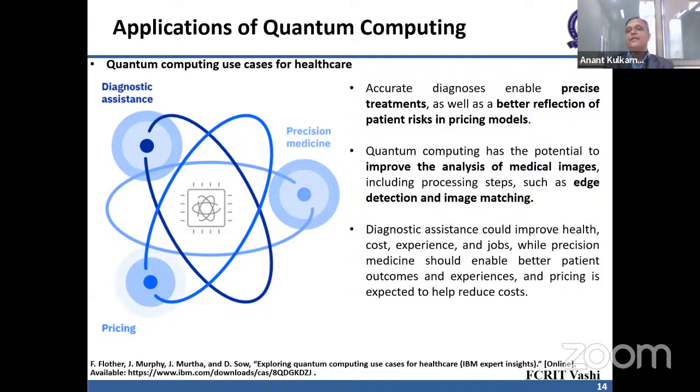Also, quantum computing has the potential to improve the analysis of medical images. As I said, it can quickly access the patterns of the images. Therefore, doctors will be able to diagnose early, right? Such as age detection and image matching. Also, diagnostic assistance could improve health, cost, experience, and jobs, while precision medicine should enable better patient outcomes and experiences, and pricing is expected to help reduce cost. The reference is given at the bottom.